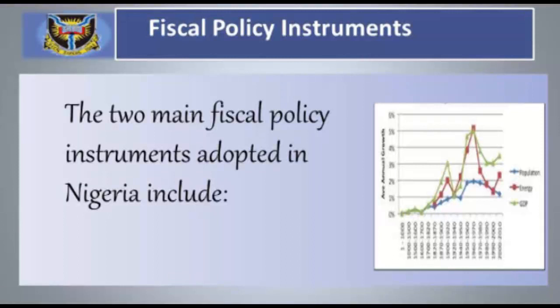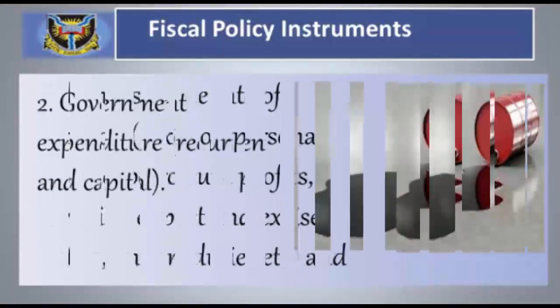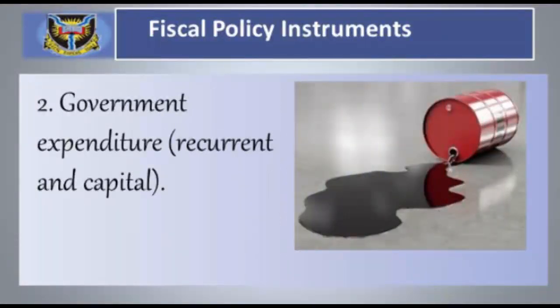Fiscal policy instruments. The two main fiscal policy instruments adopted in Nigeria include: 1. Changes in the rate of taxation, which include taxes on personal income, petroleum profit, royalties, export and excise duties, import duties, and so on. 2. Government expenditure, that is recurrent and capital. It should be noted that taxation is the most effective of the two instruments.